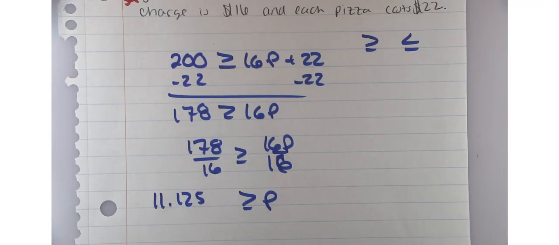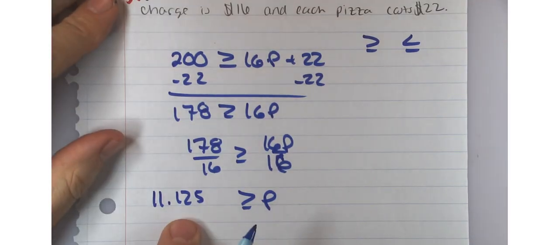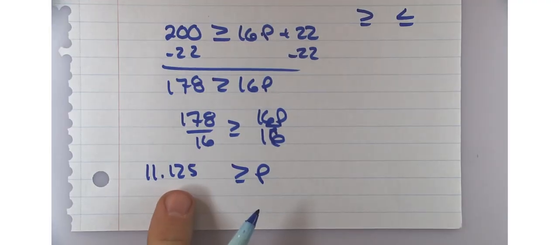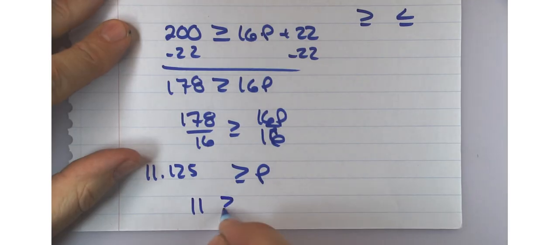Now, is Como's going to allow you to order 11.125 pies? No. So what should you order? 11. So yeah, choose 11.